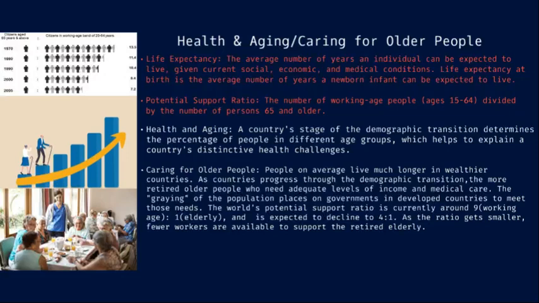A country's stage of demographic transition determines the percentage of people in different age groups, which helps to explain a country's distinct health challenges. Caring for older people: people on average live much longer in wealthier countries. As countries progress through the demographic transition, there are more retired older people who need adequate levels of income and medical care. This places a burden on governments in developed countries to meet those needs. The world's potential support ratio is currently around 9 working-age to 1 elderly and is expected to decline to 4 to 1. As the ratio gets smaller, fewer workers are available to support the retired elderly.